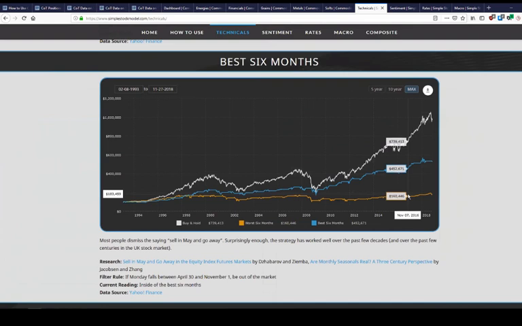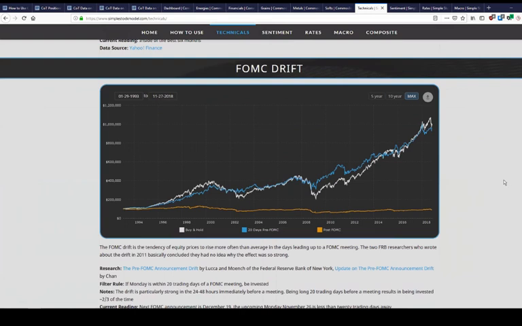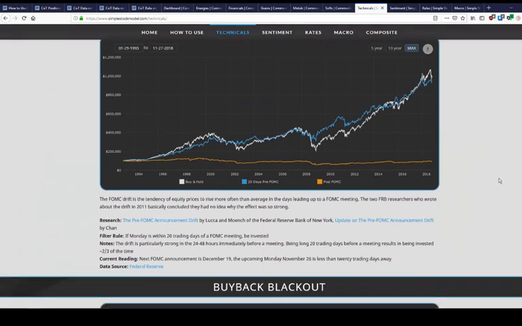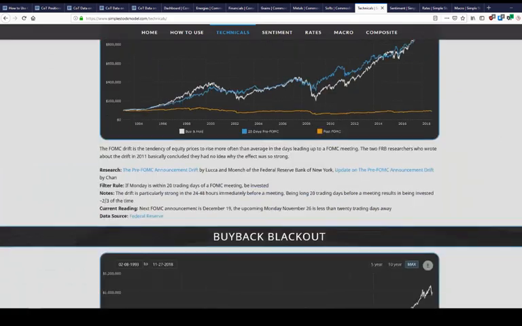The orange line is being long only the other 6 months, and you can see the pronounced outperformance of that 6 month period. FOMC drift: it's weird, but basically the S&P has this tendency to outperform in the week or two leading up to an FOMC announcement, and we're in that less than 20-day trading window, is how I define it. Historically that's matched buy and hold with a fraction of market exposure, like 80% or so.